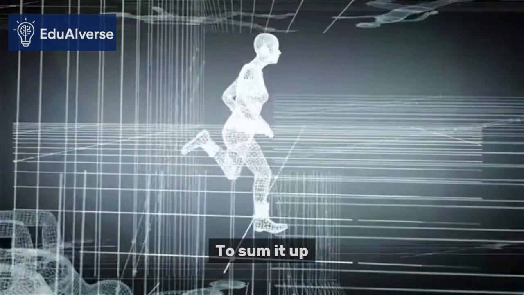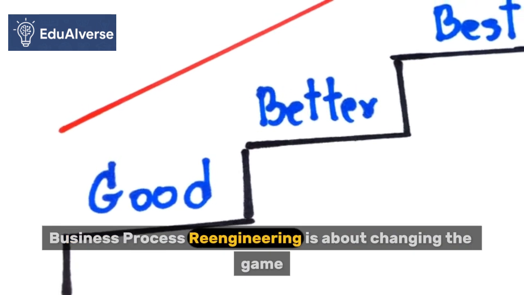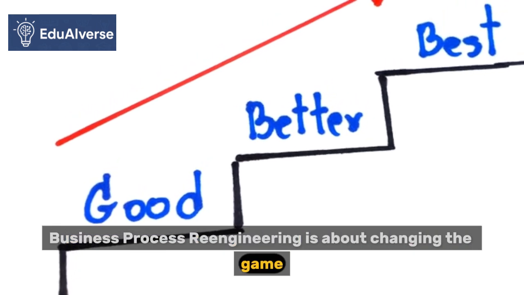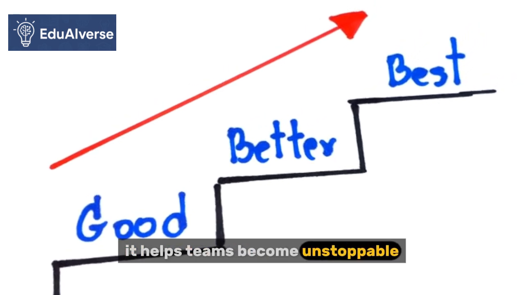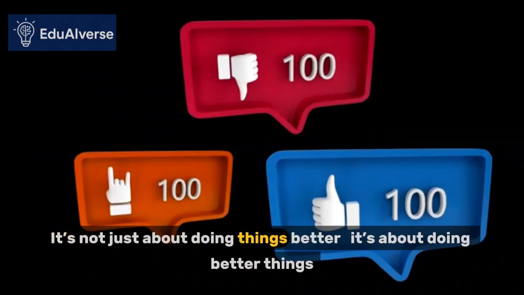To sum it up, Business Process Reengineering is about changing the game, and when combined with Agile, it helps teams become unstoppable. It's not just about doing things better, it's about doing better things.